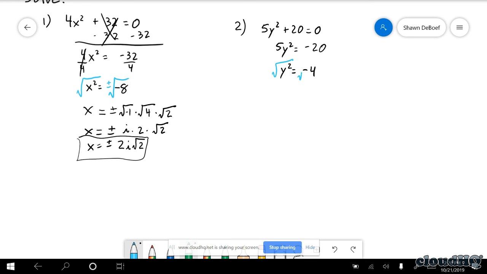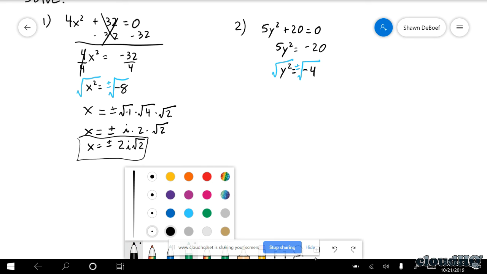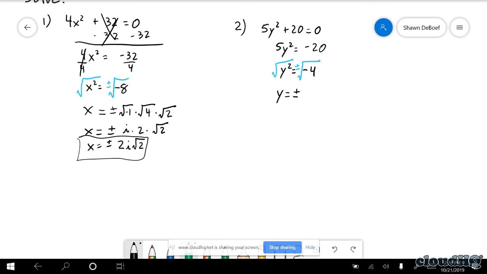Square root, plus or minus. Well, break the negative 1 apart from the 4. 4 is a perfect square this time, so I don't need to break the 4 down. We get i times 2, which of course we'll write as 2i. So plus or minus 2i. So 2i and negative 2i are our answers. That's it for the notes for today.